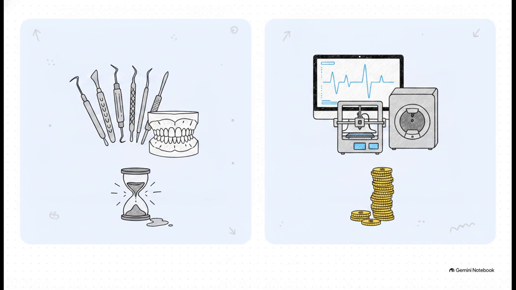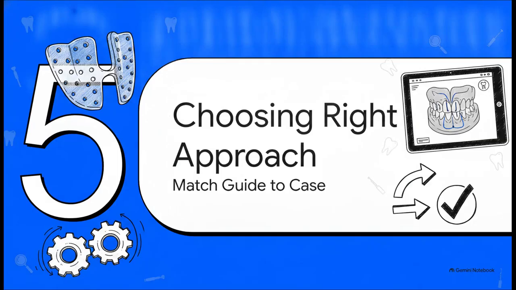Digital systems, on the flip side, require a much heavier upfront investment in planning software, advanced imaging gear, and 3D printers. But they can really pay off in predictable efficiency over time. You just have to weigh these distinct cost structures against the level of predictability, planning efficiency, and clinical confidence you actually need day to day. Ultimately, a well-designed guide, regardless of the workflow, is going to support a smoother, more efficient surgery. And finally, part 5, choosing the right approach, matching the guide to the case.